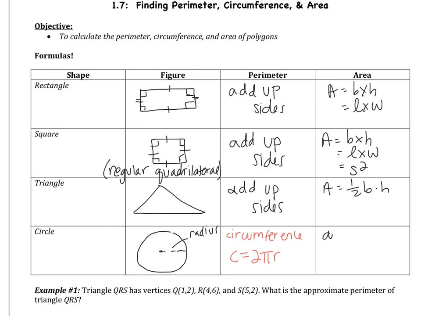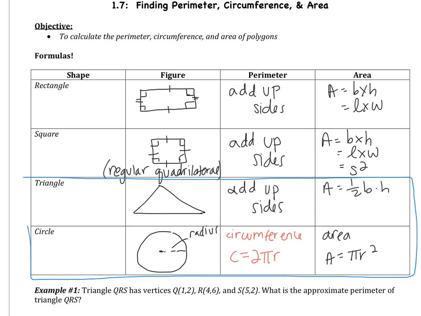Area of a circle is still called area. The area of a circle is pi r squared. So my guess is that this is maybe where you need to do a little bit of memorizing. In terms of those formulas, I would bet rectangle and square, you know how to find the perimeter and the area. But you will need to know how to find the perimeter and area of both triangles and circles as well.